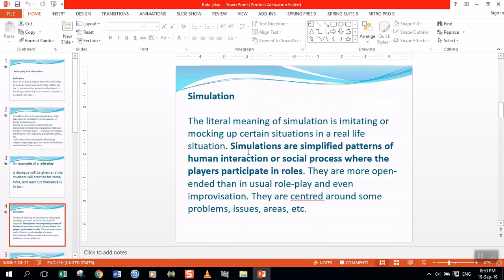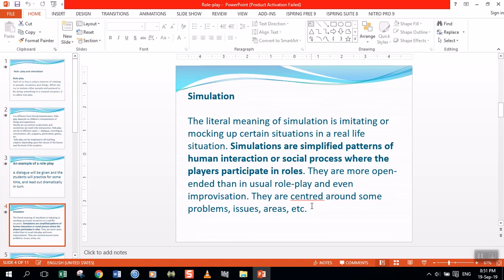Let's look at simulations, which is a very common word for us. Literally, simulation means imitating or mocking situations in real life. You and I are very much familiar with simulations on the internet. Yes, that is also one example. Simulations are simplified patterns of human interaction in a social process where players participate in roles. They are more open-ended than usual role play and even improvisations. They are centered around some problems and issues.